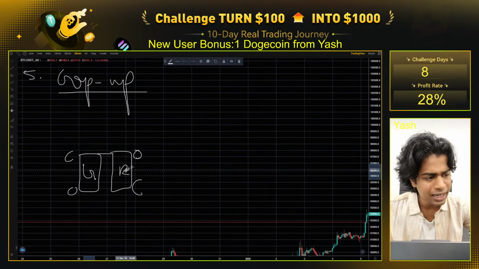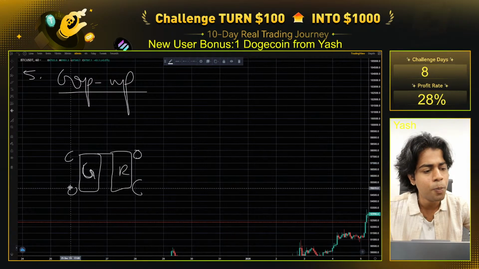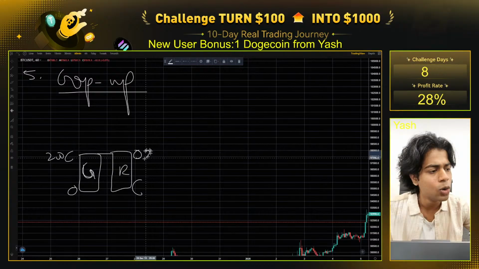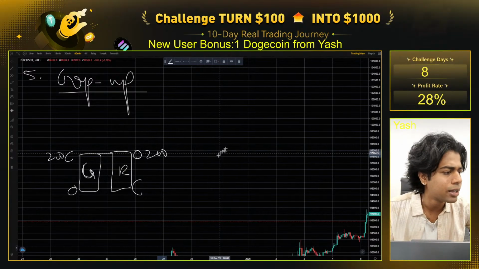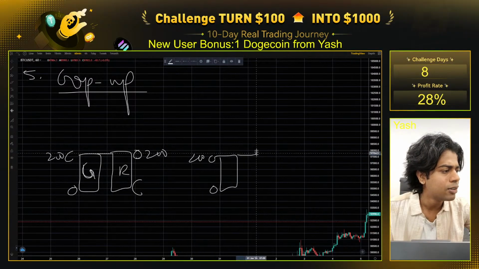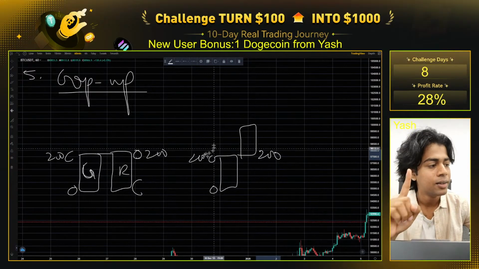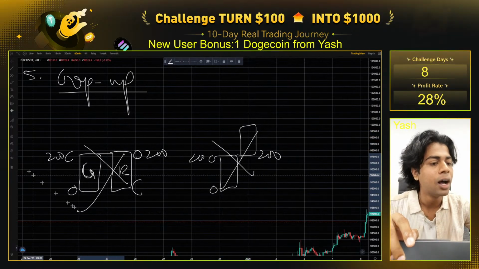If a green candle is forming, open here, close here at the price of, let's say, 200, the red candle will open at 200 itself. The same goes for a green candle as well. If this is a green candle with an open and close of 200, the next candle will open at the same price of 200. This is generally what we see. But this is not a gap up opening.